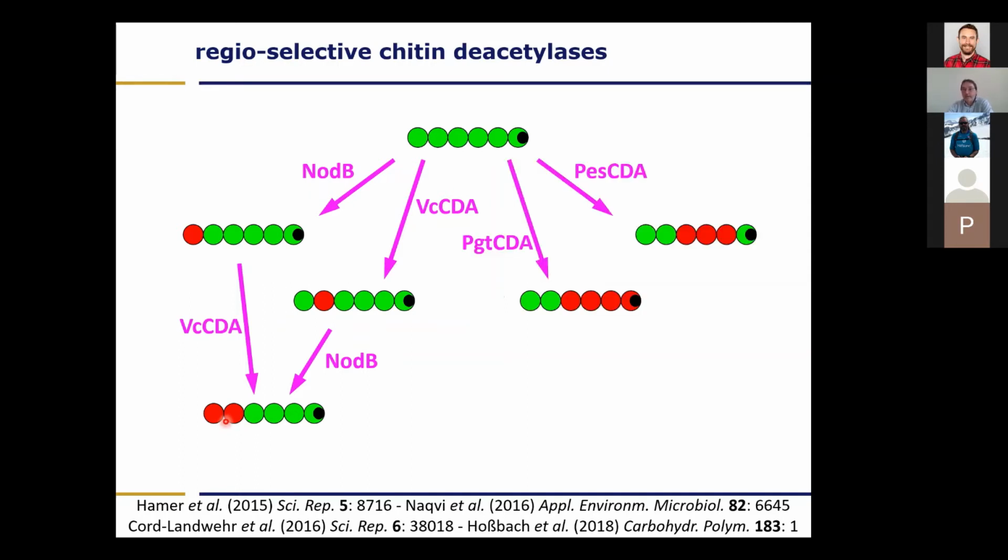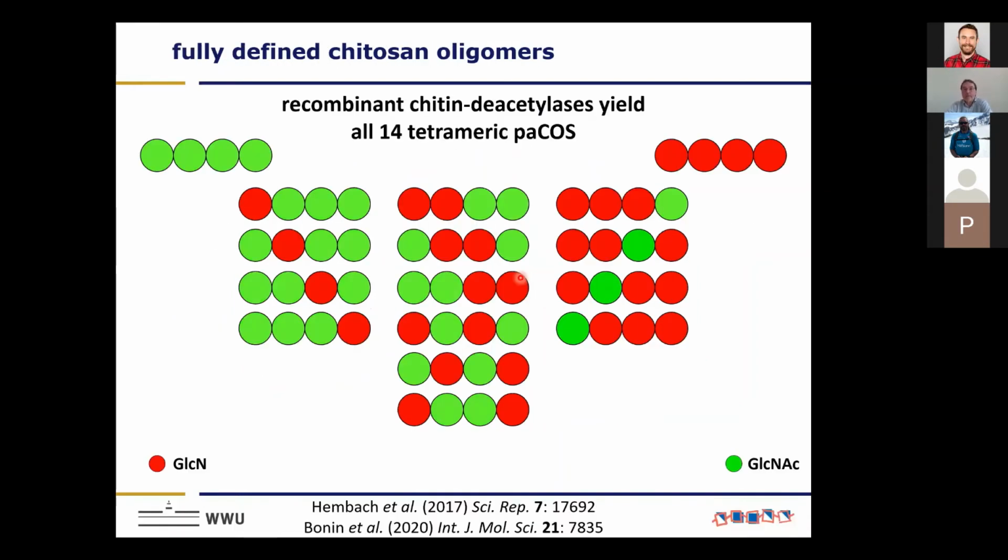or we can use fungal enzymes which have a different mode of action. They can typically deacetylate all units within an oligomer except for certain units they cannot attack. For instance, the one from this wheat rust fungus cannot attack the two units at the non-reducing end, and the one from the fungal endophyte Pestalotiopsis also cannot deacetylate the reducing end. Again, we can combine these fungal enzymes with the bacterial enzymes and create even more different oligomers. So with a little more than a handful of well-defined regioselective chitin deacetylases, we can now generate all 14 tetrameric chitosans. We can also prepare all pentamers and quite many of the different hexamers.